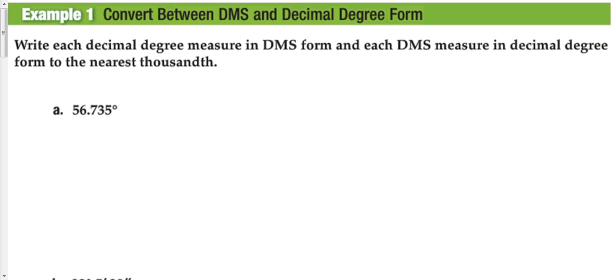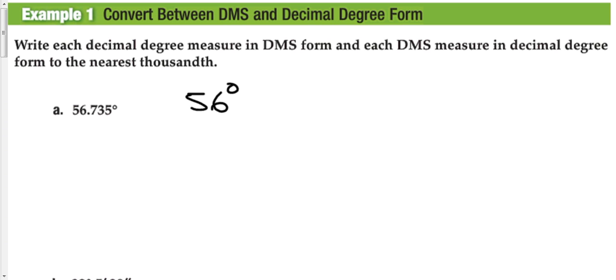So write each decimal degree measure in DMS form and each DMS measure in decimal degrees. Okay, and we're going to round to the nearest thousandth. So what we're going to do with this one, we're going to change this into degrees, minutes, and seconds. We are going to start with 56 degrees because we have 56 degrees right there. Now we have to turn this decimal into minutes and seconds.